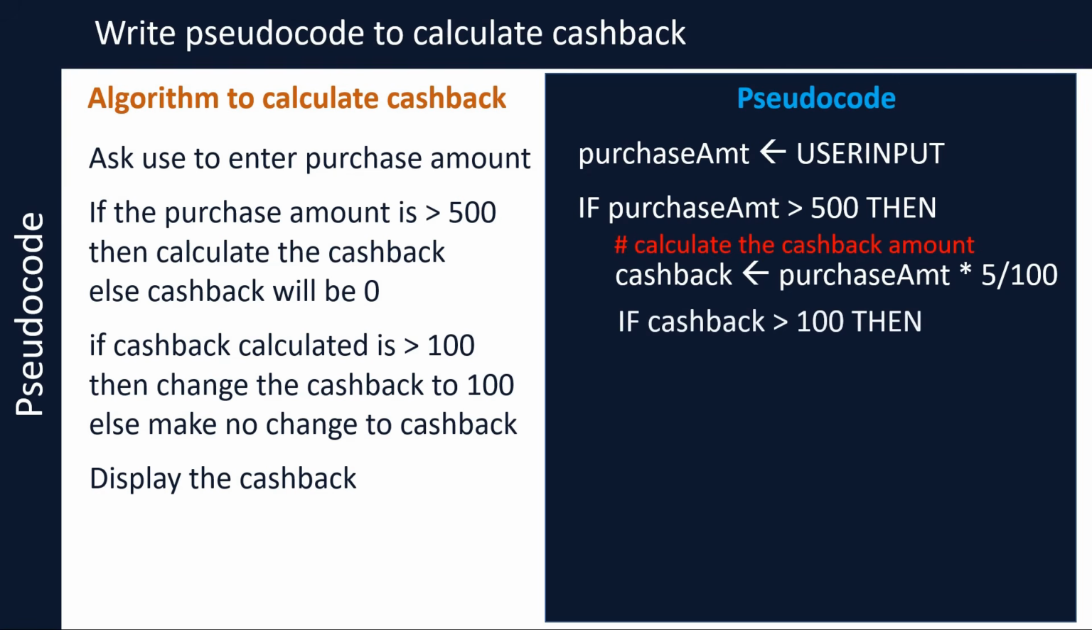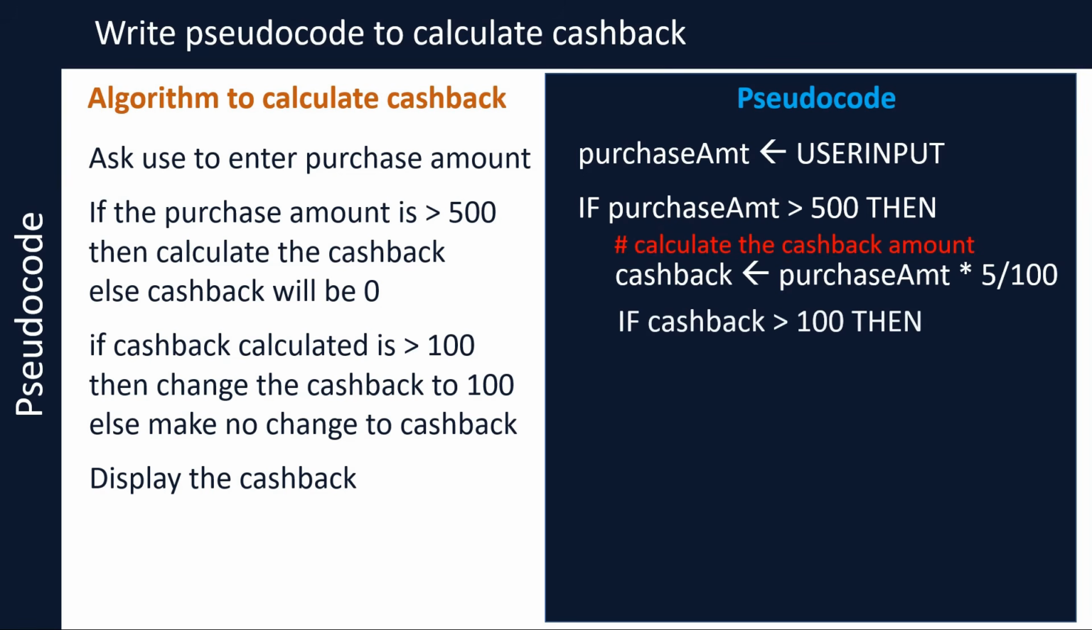But before we do that, we will check if the cashback amount calculated in the previous step is greater than £100. In this step, we are checking if the value stored in the variable named cashback is greater than 100. We are using the relational operator greater than again to compare the cashback amount with 100. Here, we are using a nested if statement. That means an if statement within another if statement.